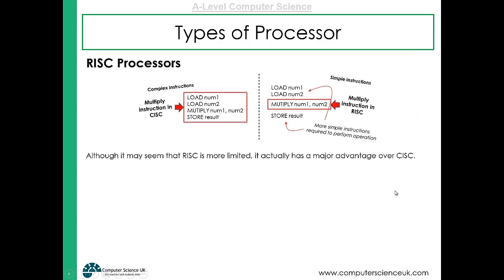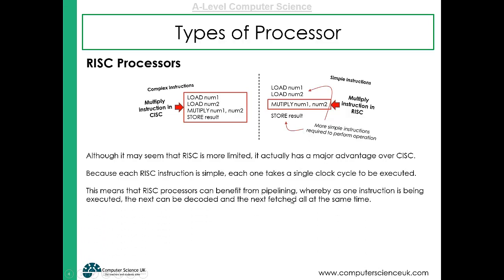Okay, so let's have a look at this. The RISC processor might look a little bit more limited, but it actually has a huge advantage over CISC processors. Because each instruction is simple and takes a single clock cycle, and because they're all separated, a RISC processor can benefit from pipelining. Whereby as one instruction is being executed, the next one can be decoded and the next one can be fetched, and that can happen all at the same time.